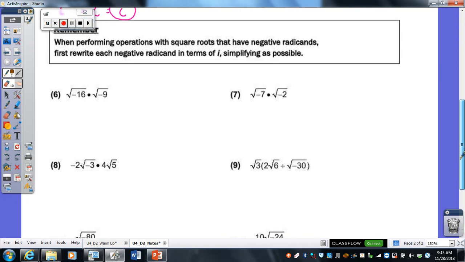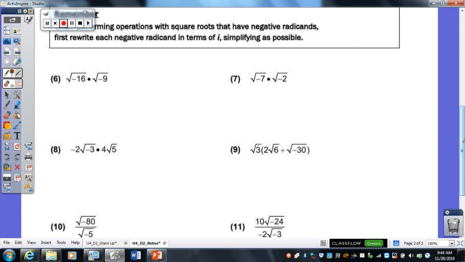So again, when performing operations with square roots that have negative radicands, remember those radicands are those numbers under the radical sign, you want to first rewrite each negative radicand in terms of i, and then simplify as possible. This is kind of just reviewing more of what we were doing last time. So we got 2 radicals that we're multiplying here, but there's negative numbers underneath, so we've got to first rewrite this.